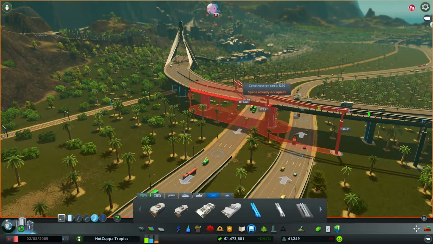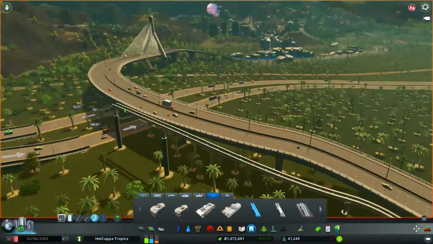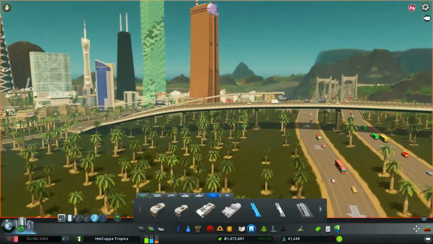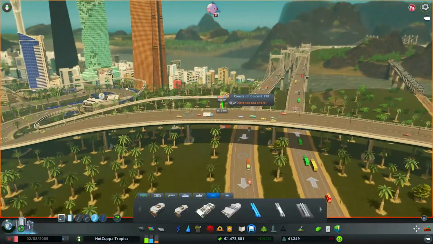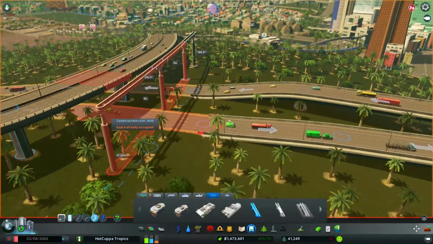Oh, it does not go any higher than that. Oh, that's interesting. Okay, so it might not even be big enough to go over this bridge. Oh, that would have been so cool though, wouldn't it? An elevated monorail. Jesus. That would have been so cool. Alright, let's actually keep going then.